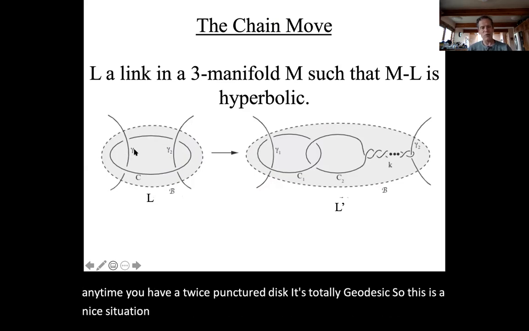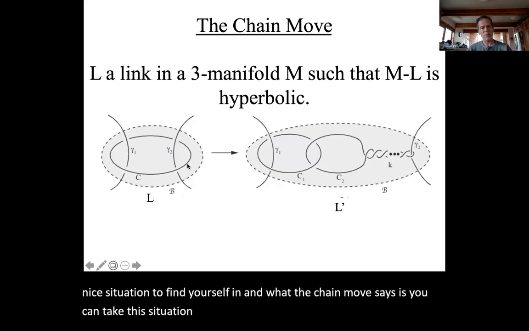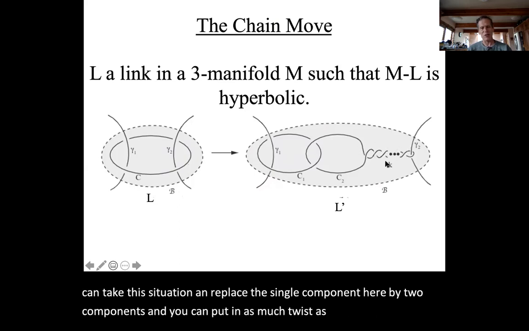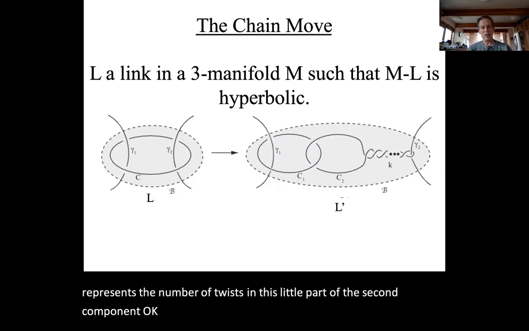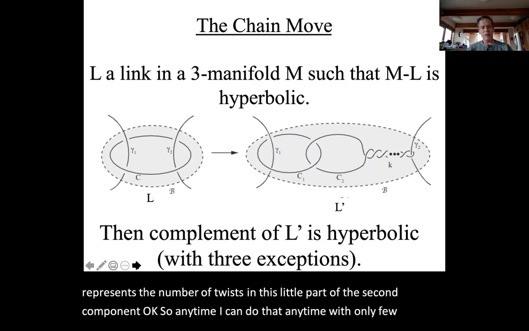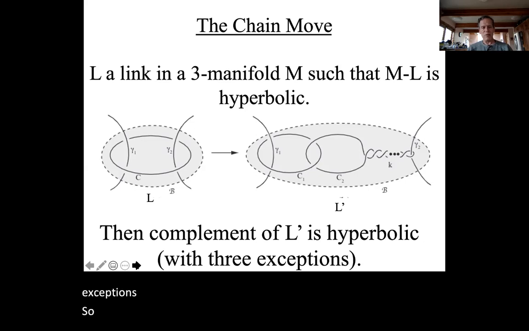What the chain move says is you can take this situation and replace the single component here by 2 components, and you can put in as much twist as you want as well. So K represents the number of twists in this little part of the second component. Anytime I can do that, with only a few exceptions, the complement of L prime, this new link complement, will be hyperbolic with only 3 exceptions.